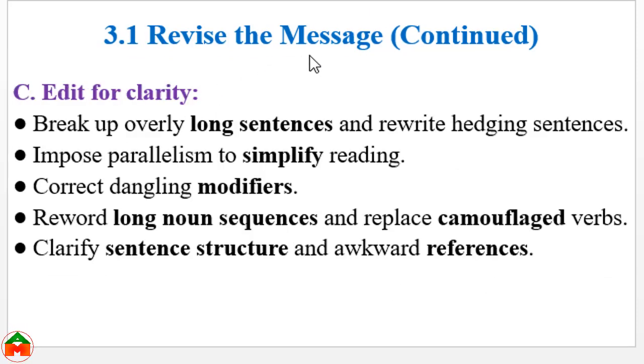Another issue for revising the message is edit for clarity. For that purpose, you have to break up overly long sentences and rewrite hedging sentences. Impose parallelism to simplify reading. Correct dangling modifiers. Reword long noun sequences and replace camouflaged verbs. Clarify sentence structure and awkward references.